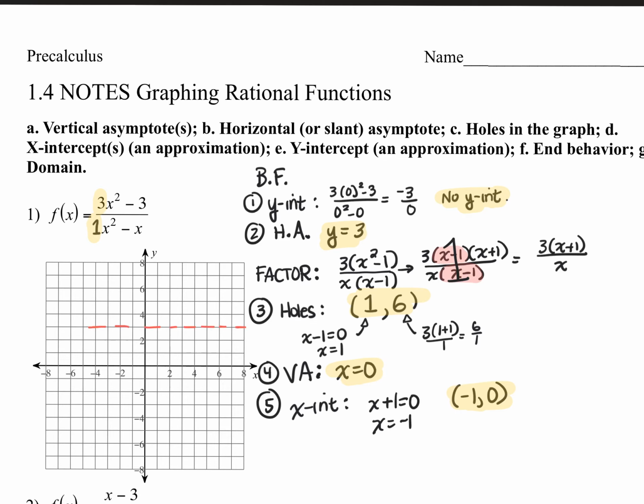So we have this horizontal asymptote. So I graphed that. Next up is any holes in the function. So I see that I have a hole at the point (1, 6). So (1, 6) is right there, and I just put a hole in the graph. I have a vertical asymptote at x equals 0. Well, that means we have a vertical line through the x value 0. And then finally, I have an x-intercept at (-1, 0).